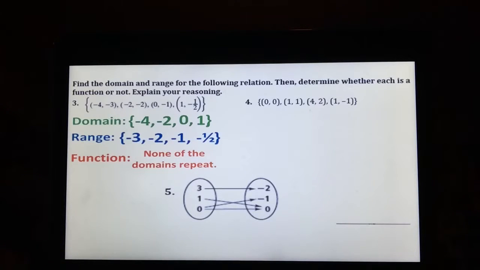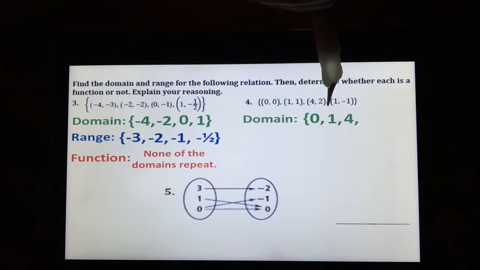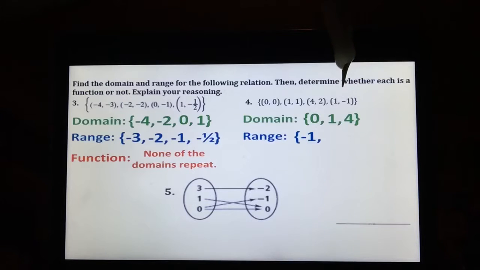Alright, so the domain for this one is 0, 1, 4, and 1 again. So we're not going to rewrite that because it's already there. So that's going to be done there. Now the range, we'll look for the smallest range just so that we can keep it in order. The smallest range is the -1 over here, so I'll write that one first. Then we have 0, then we have 1, and then we have 2. Alright, so that's 4 that are part of the range.